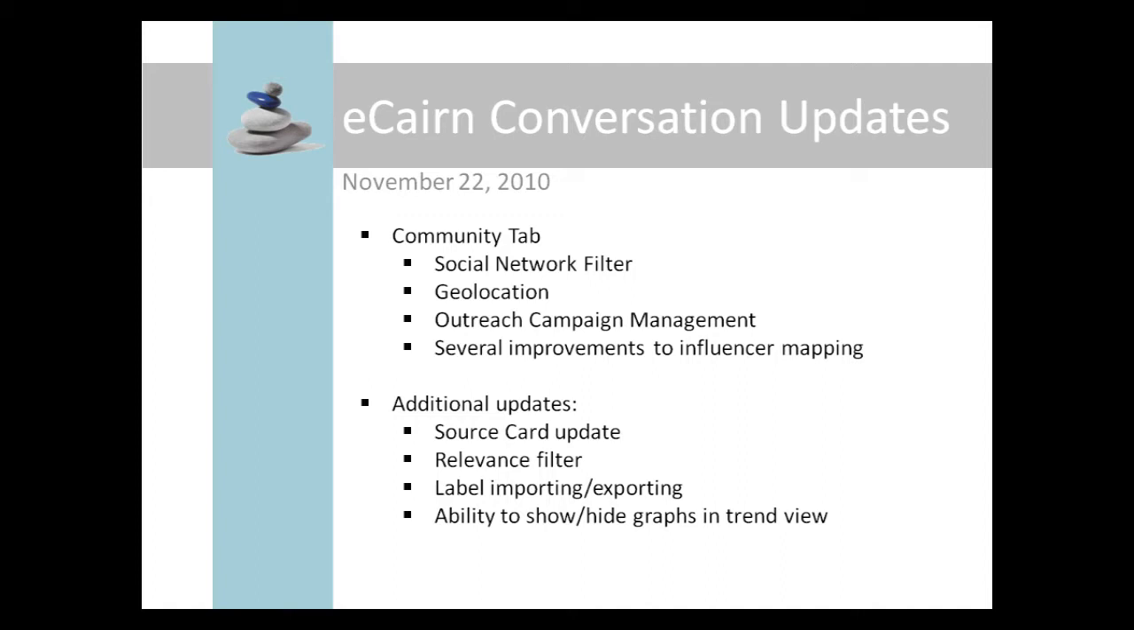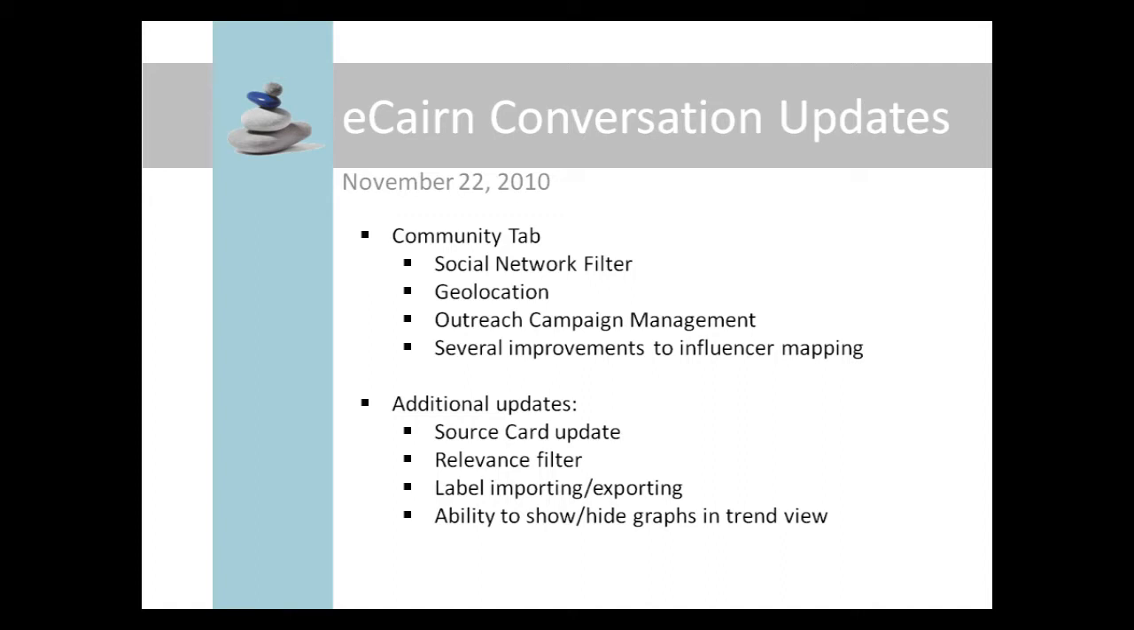The social network filter allows you to interact with any social networking profiles currently used by the influencers in your community. Geolocation allows you to find the location of each member in the community. Lastly, we've added an outreach campaign management interface. This streamlines the process for you and your team while creating, planning, and organizing outreach to any community.